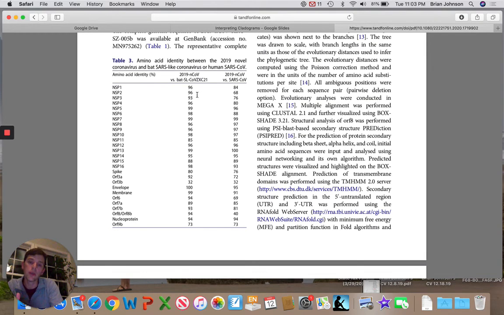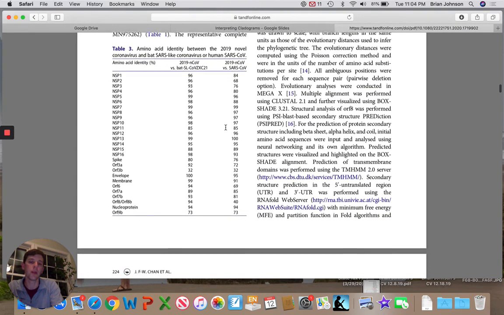And so what we do is we look at this, and this is looking at a bat coronavirus, and then this is looking at the SARS. So this is the second SARS virus that we have. And if we look at that, these are percentages. And so you can see percentages that they have in common with this particular bat coronavirus, and then percentages that they have in common with the SARS coronavirus, right?